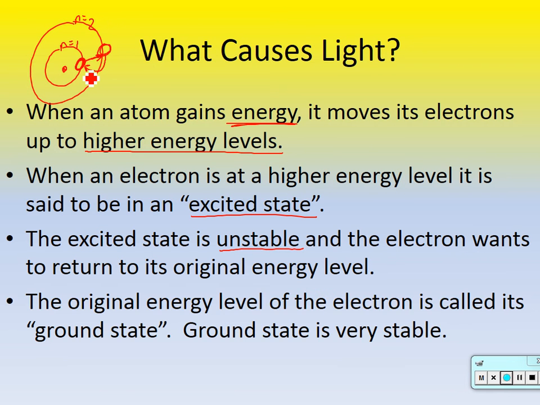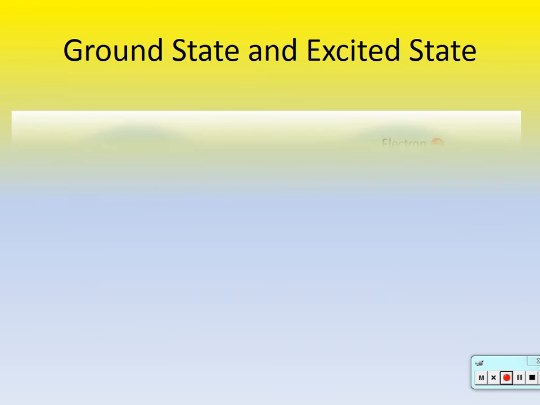The original energy level of the electron is called the ground state. So this energy level 1 is called ground state. What did we call it when it went up to energy level 2? That's the excited state. Okay? So it wants to come back to its ground state, because ground state is very stable. This is where it's most comfortable, it's very stable. It wants to be back to where it was.